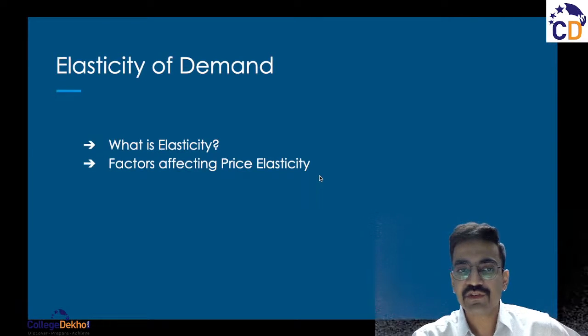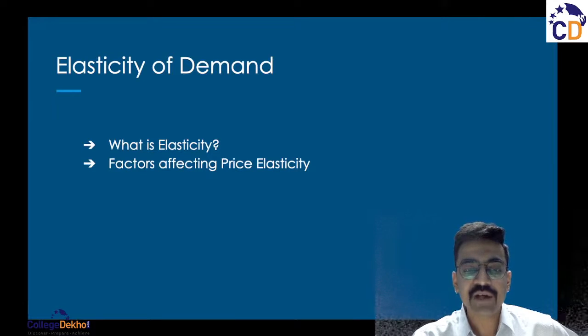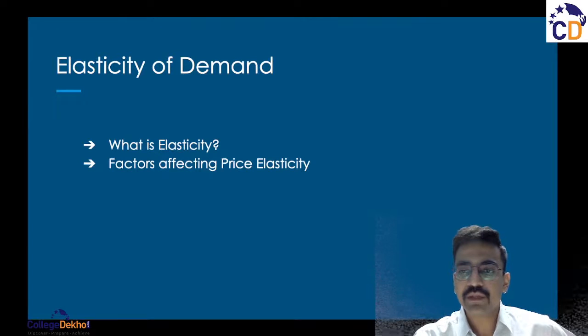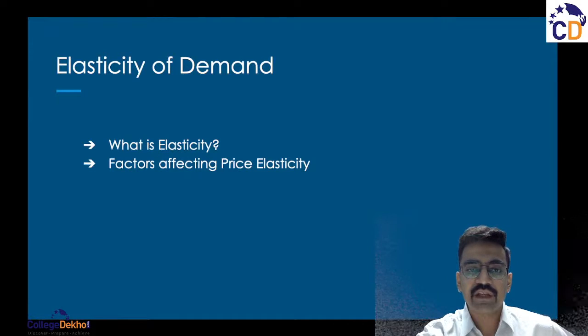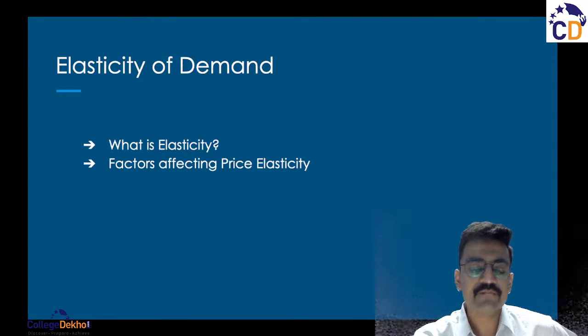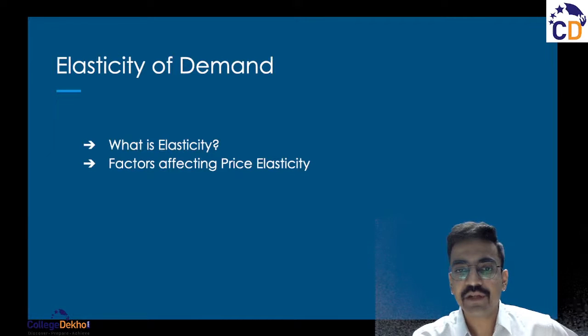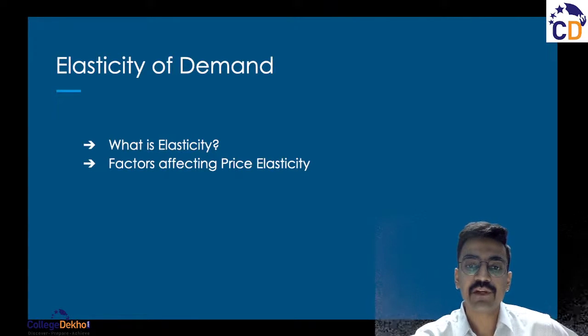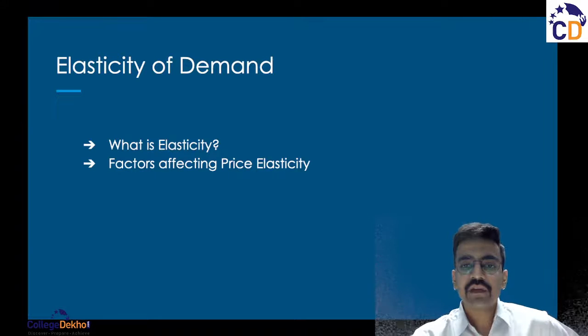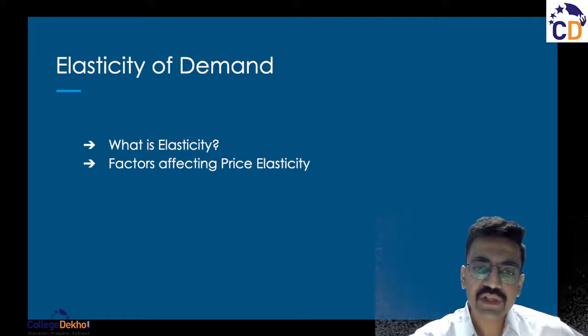Now, just like in the previous slide, we looked at the various factors that affect the demand of a commodity, now we will be looking at the various factors that affect the price elasticity of a commodity. Now, again, there could be many different factors, just like in the previous slide. Some of these factors are, first of all, the availability of a close substitute, availability of a substitute commodity, basically.